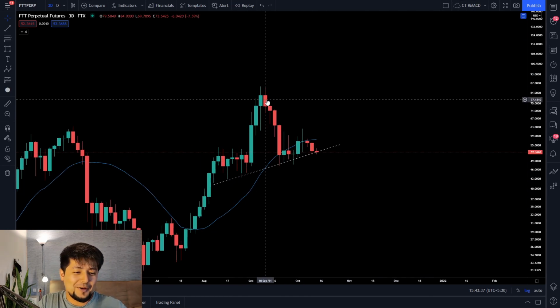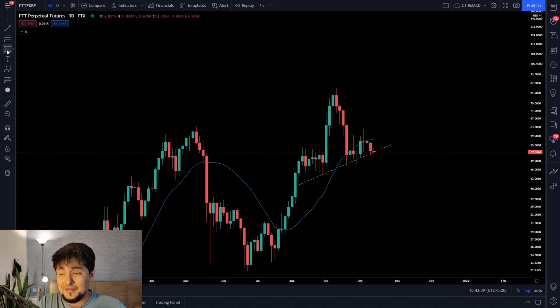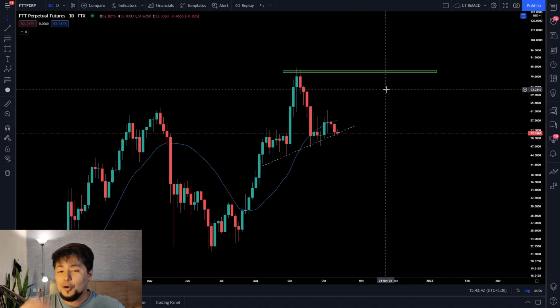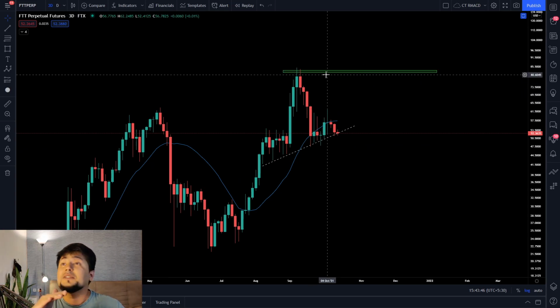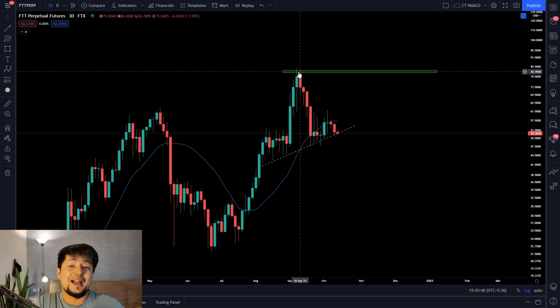Heavy rejection coming from the $85 levels right here on FTX. Guys, I think coinfairvalue.com had the fair evaluation on FTT at $85. So this one simply rolled all the way towards the fair evaluation.